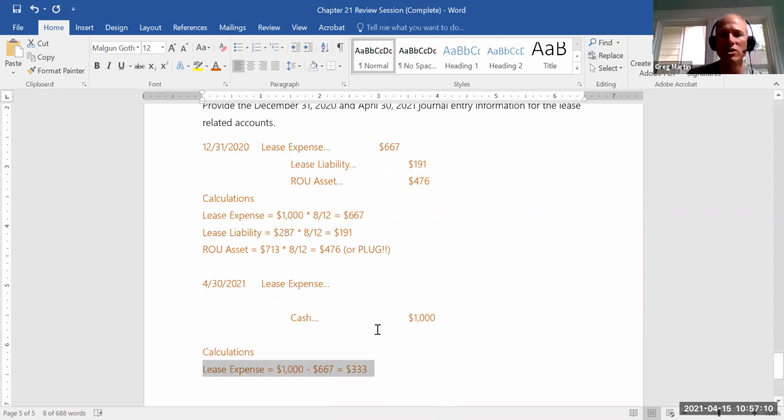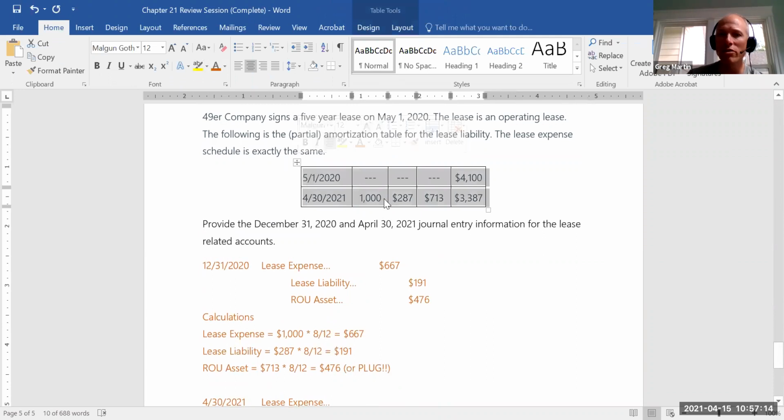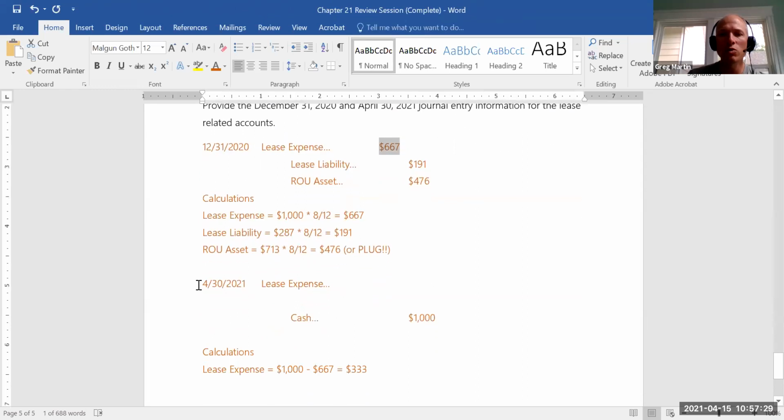Well, how much? Hopefully it's not too hard. Remember, this is the lease expense schedule. And it says as of 4/30/2021, we need to have recorded $1,000 of lease expense. We've already recorded $667, which means we have another $333 left to record. Okay. All right, the next one.